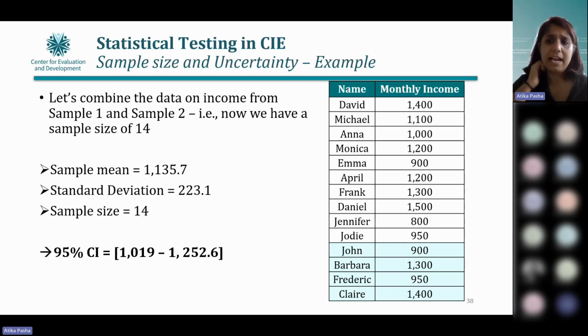And that gives us a 95% confidence interval of 1019 to 1252. Again, we can say with 95% confidence that the population mean, so the mean income for the entire population, lies within this bandwidth.